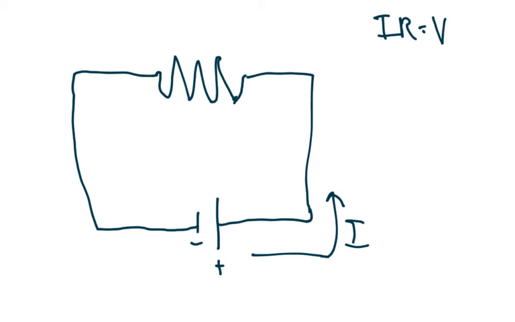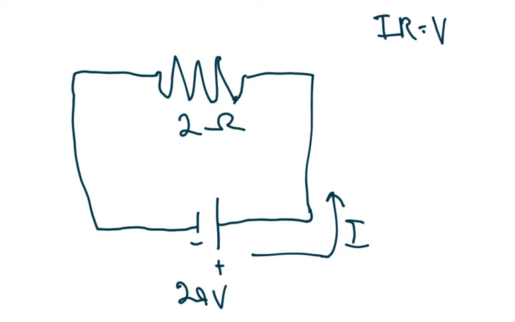Voltage has to do with our battery, and resistance has to do with our resistor. The lower the resistance, the faster the current, at a constant voltage. So we can do some interesting things with this. We can do some algebra. So let's say that this voltage is 20 volts, and this resistor is 2 ohms. Ohm is just the unit of resistance.